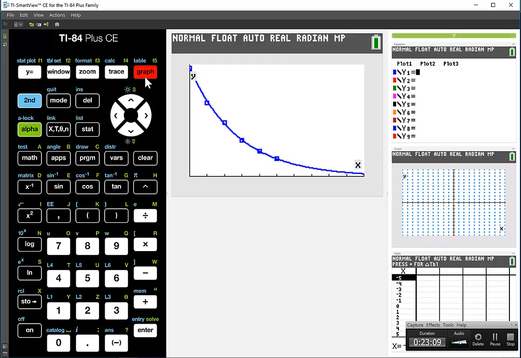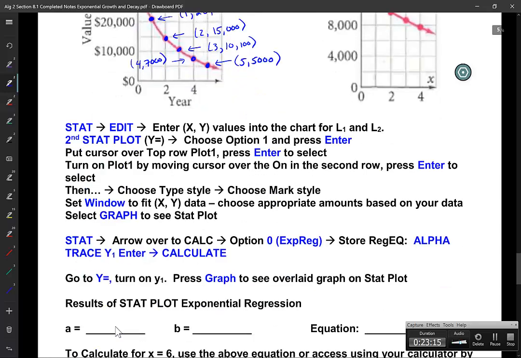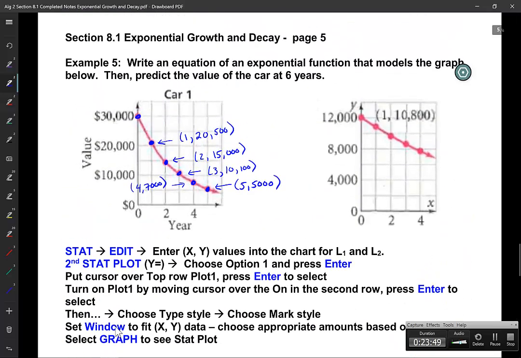So what we can now do is take this information and translate it back. What is the value of A and what is the value of B? Well, if you remember, the value of A was 29,904, and our value of B was 0.6981. So my equation then is Y equals 29,904 times 0.6981 raised to the x. And our last question is, what would be the value of the car at year 6?